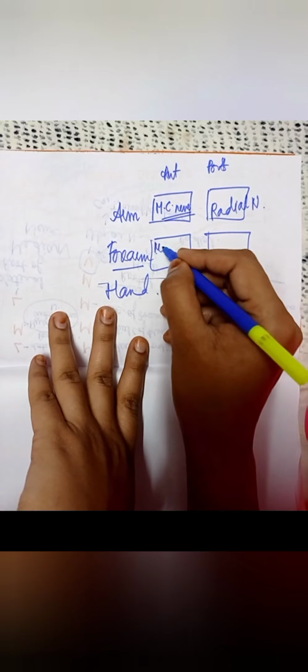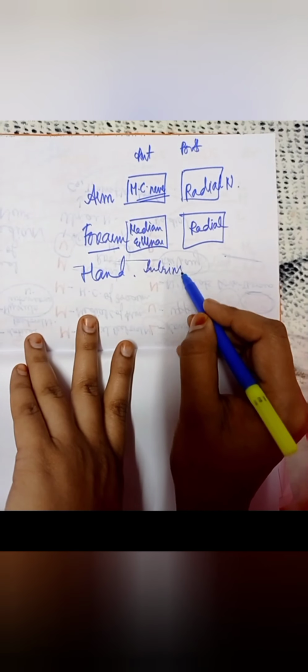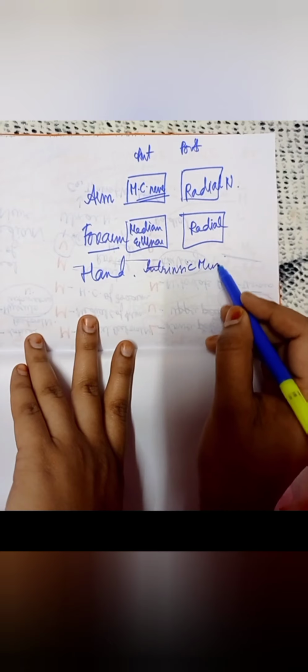Forearm, anterior compartment. This compartment, who is handling that? It is your median nerve and ulnar nerve. These two, median and ulnar, are handling it together. Radial nerve, here also he is dominating. I will take care, radial nerve. Hand, there is no anterior and posterior compartment. There are intrinsic muscles of the hand. So intrinsic muscles are handled by ulnar and median.